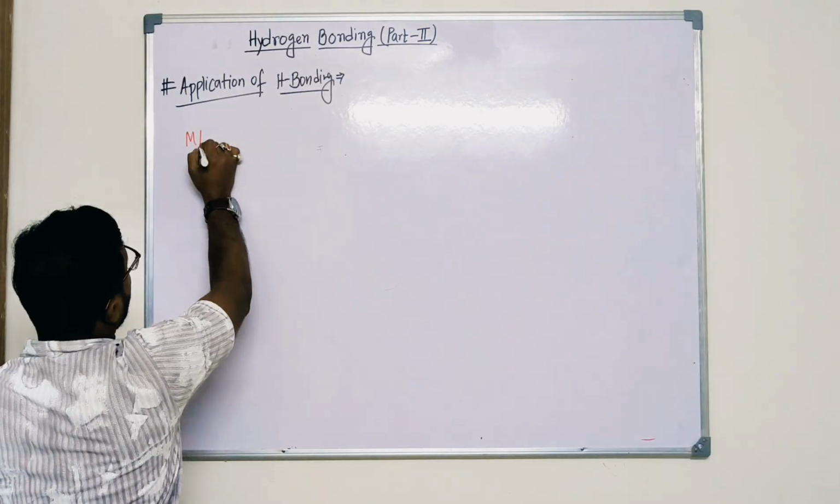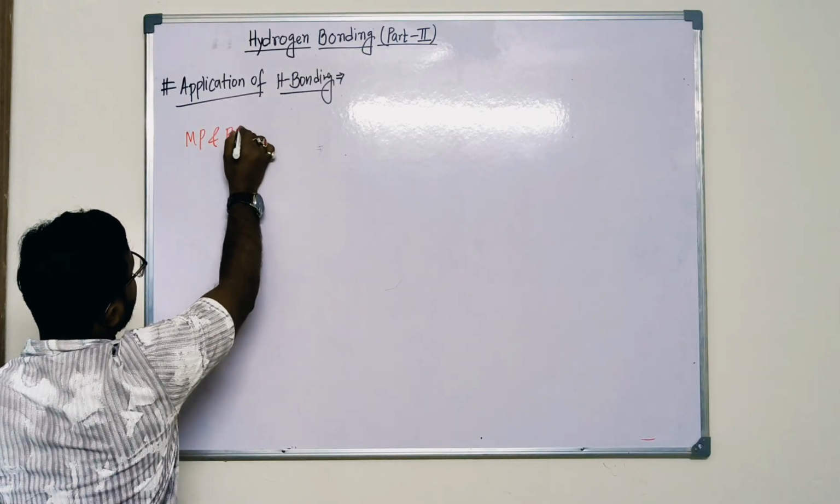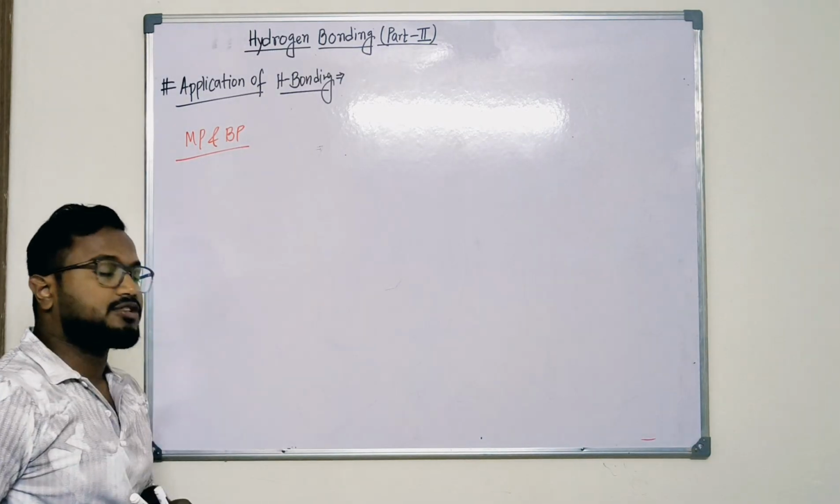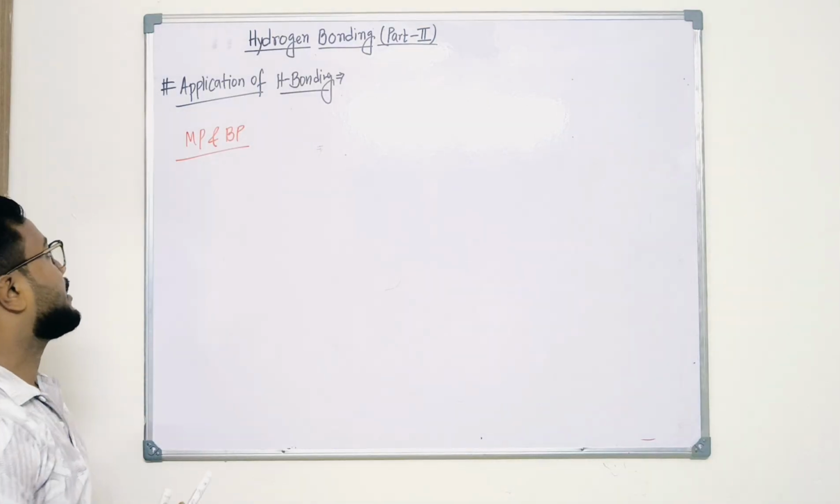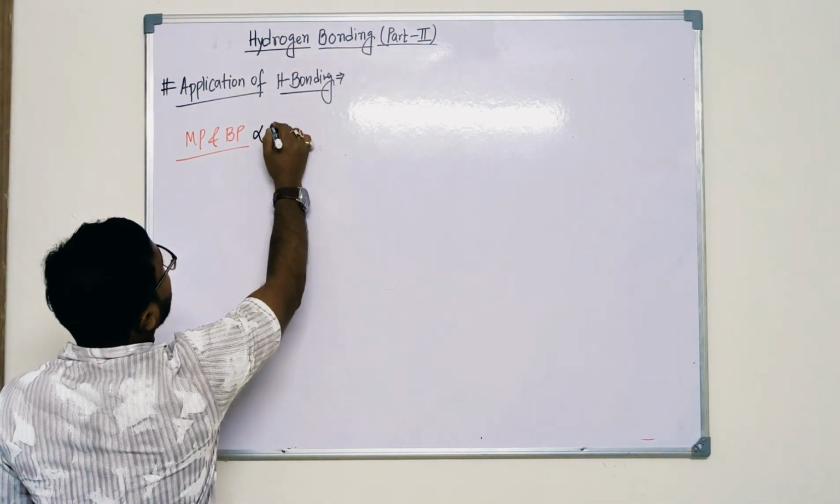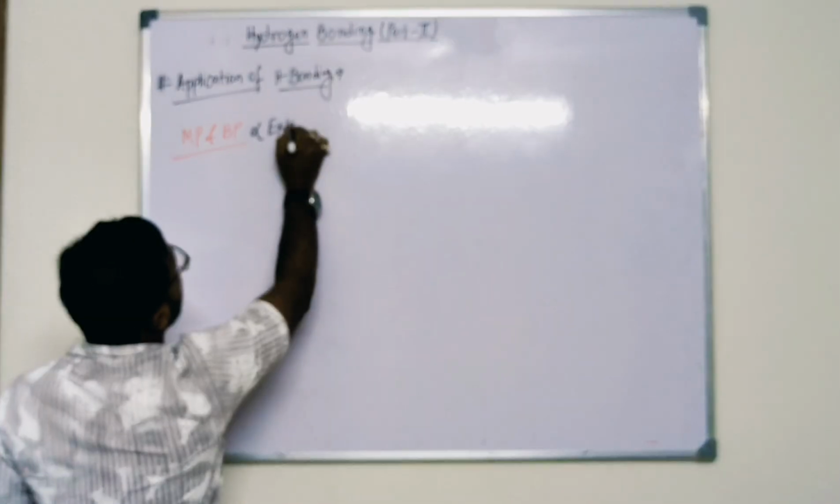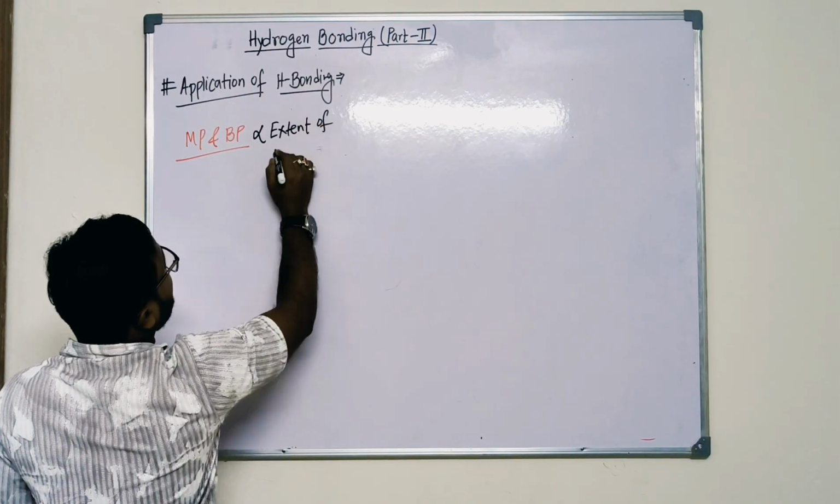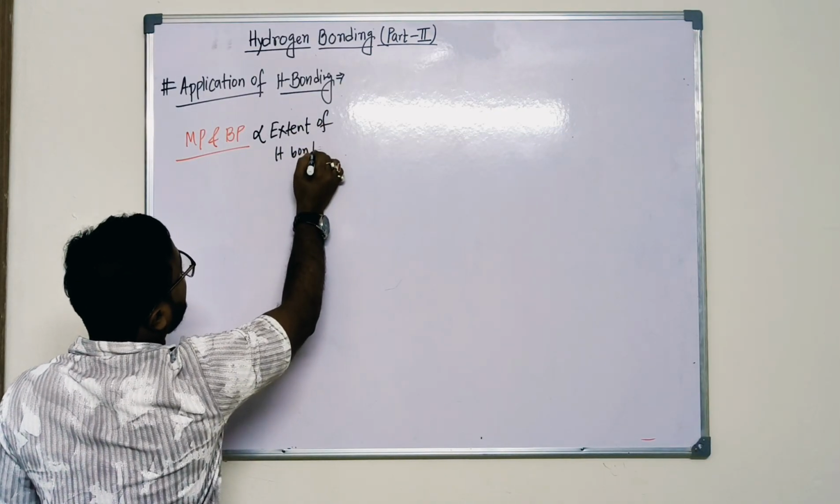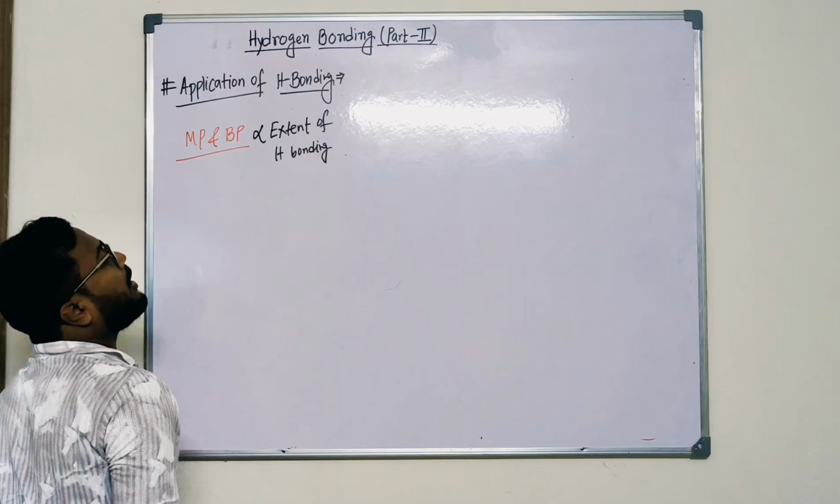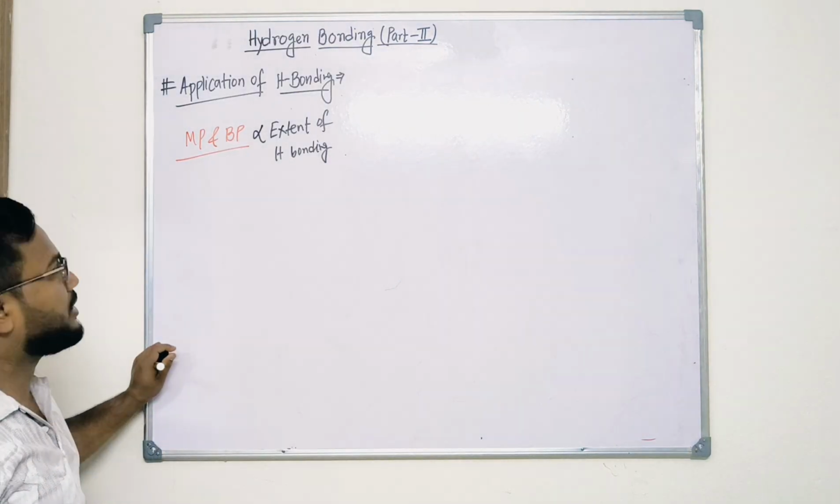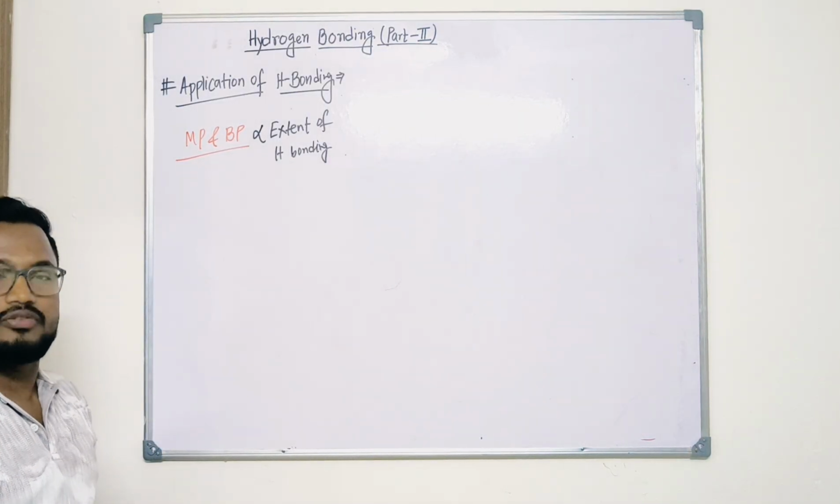Melting and boiling point, MP and BP. In the case of melting and boiling point, we can say melting and boiling point is directly proportional to the extent of hydrogen bonding. Last day we learned how to find out how many hydrogen bonds are happening. Today we will understand what the extent of hydrogen bonding is.